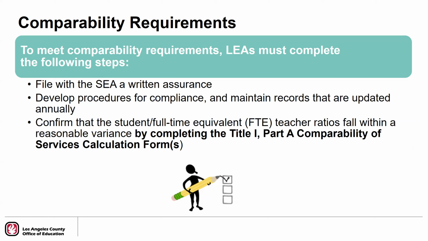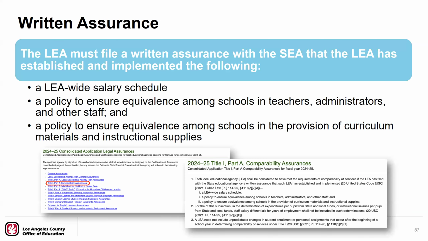When completing the calculations, LEAs must confirm that the student to full-time equivalent teacher ratios fall within a reasonable variance. And in California, this has been determined to be a 30% variance. So the written assurance that was just mentioned is filed with the state through the spring CONAP, when LEAs complete and submit the Certification of Assurances form.